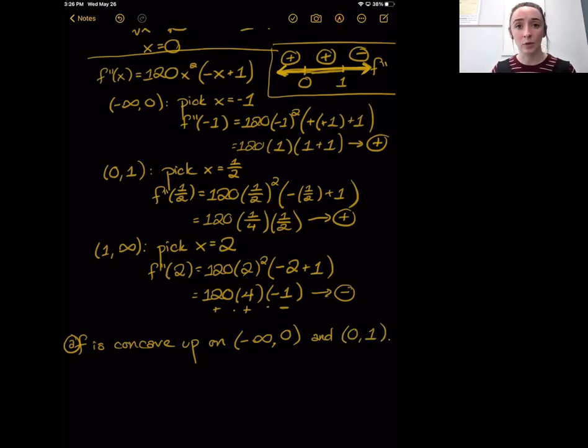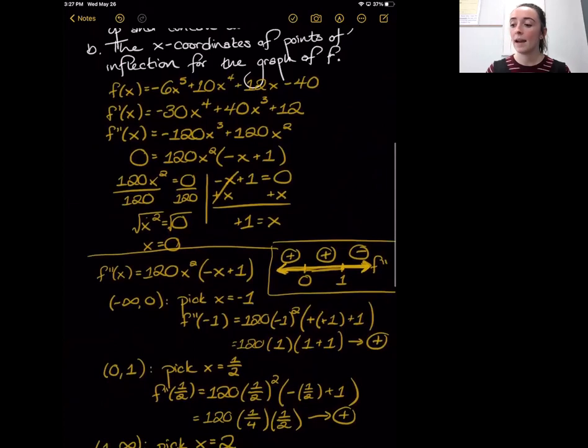Similarly, we know from the Explore that if f double prime is negative, that means the original function f is concave down. So f is concave down on any interval where its second derivative is negative. So that means from 1 to positive infinity. That takes care of part A.